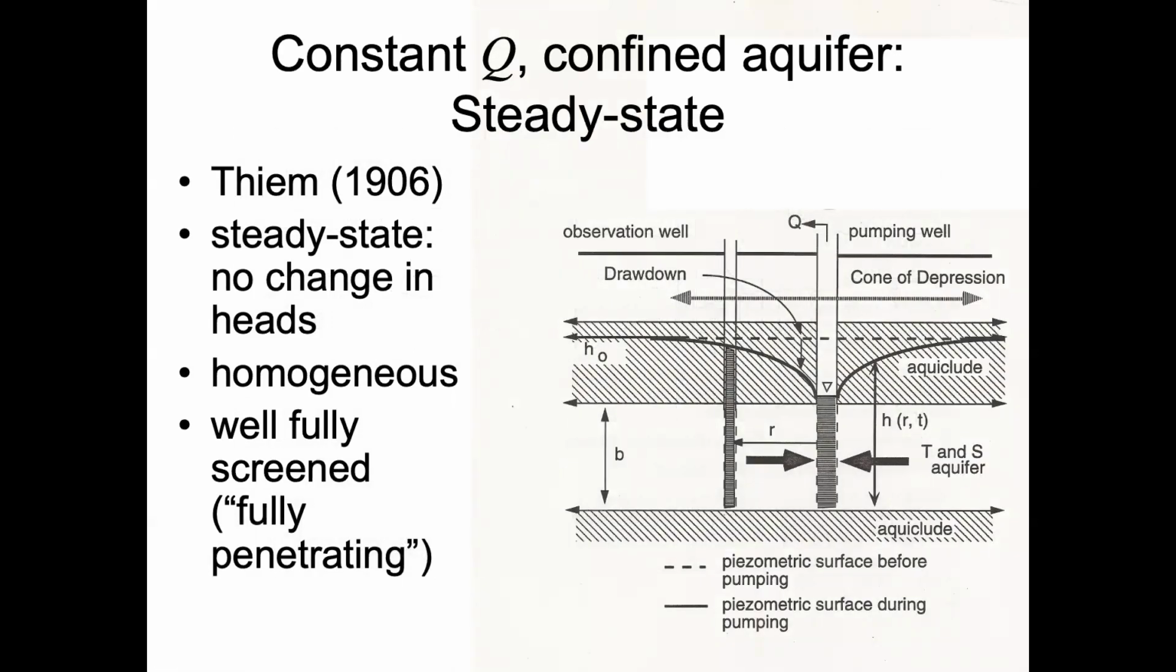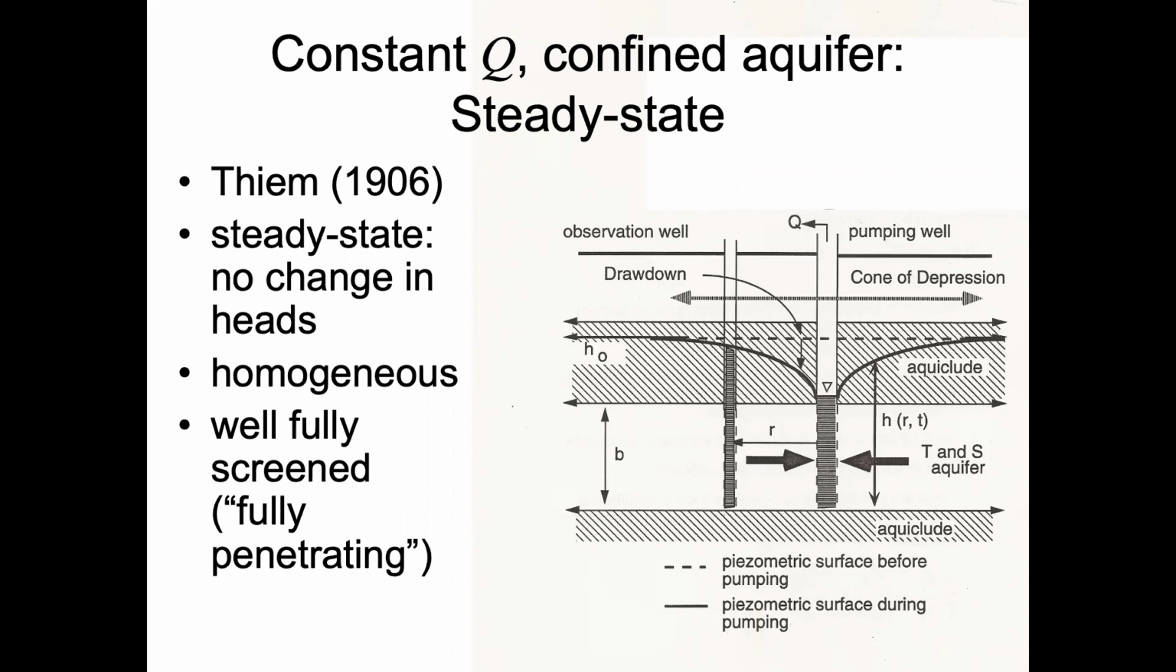So the first of these equations and solutions that we're going to work with is something that's called the Thiem equation. And it was developed in 1906, so it's been around for quite a while. And it relies on a couple of assumptions. So we have a steady state condition. So there are no changes in head. So we've drawn it down, we've pumped it up, and now the system is essentially at equilibrium.